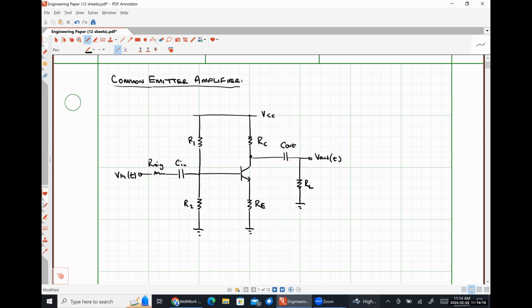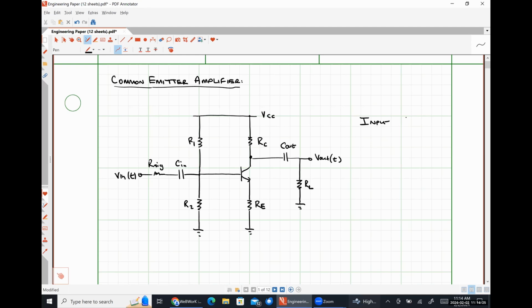In a common emitter amplifier, the input signal is applied at the base terminal. So let me write this down. The input is applied at the base through a network as it looks like. And our output is measured at the collector. So it doesn't really matter what circuit I have. If I apply my input signal at the base and I measure my output at the collector, we're going to treat that as a common emitter amplifier.